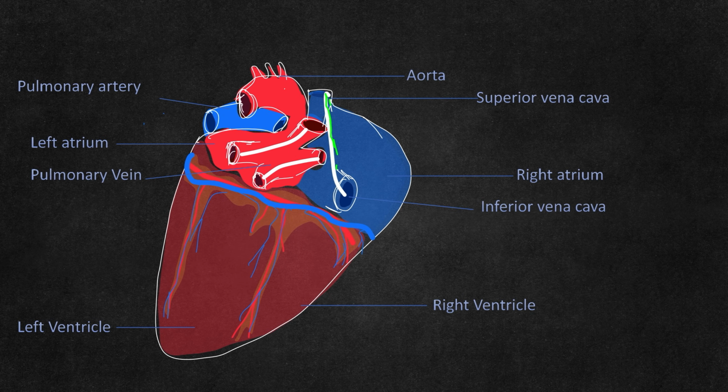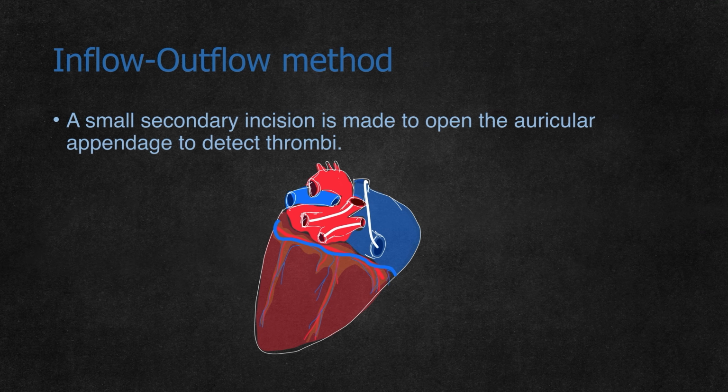So from the superior and inferior vena cava, the blood flows into the right atrium. So that is first the dissection. After that, the flap is opened and the right atrium is examined.